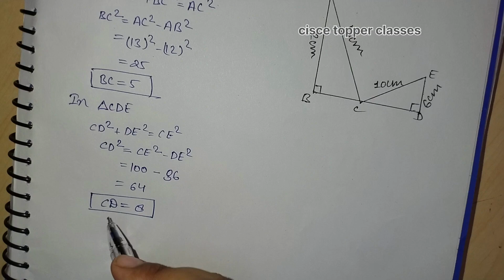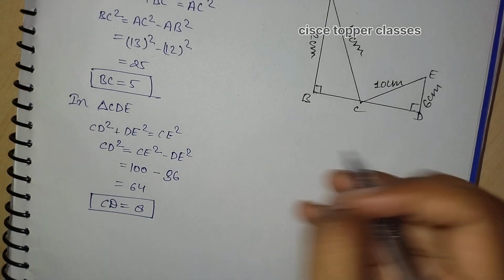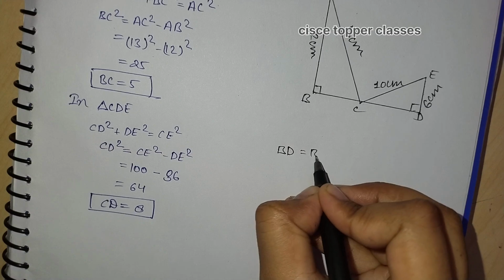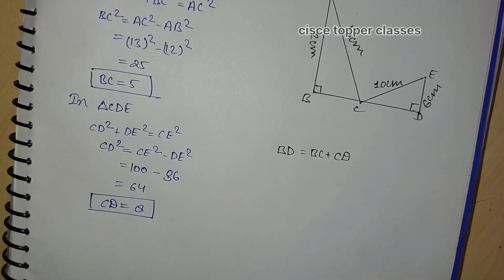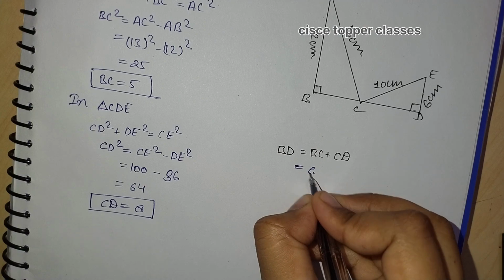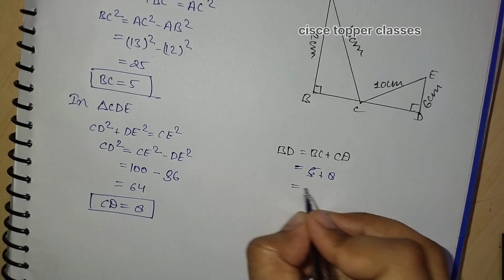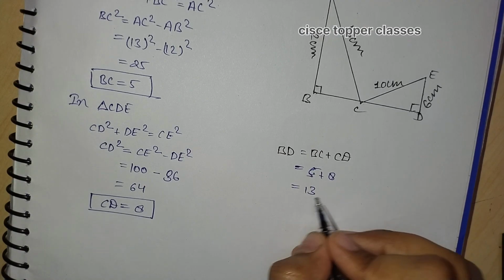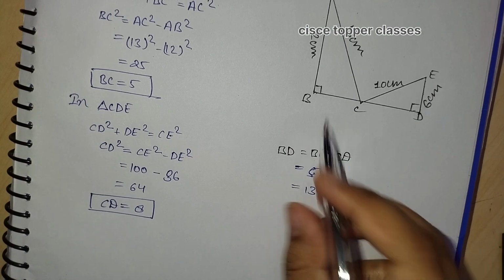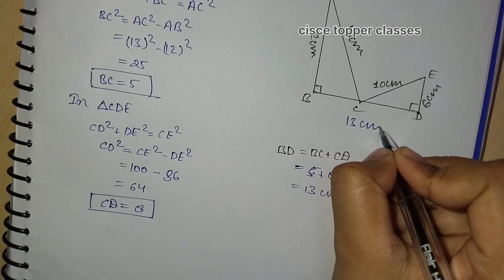Now we have found the value of BC and CD. To find the value of BD here, we will simply write it as BD is equal to BC plus CD. We will put the value of BC firstly, which will be 5, plus 8. Here this will be 18. So this is the 13, sorry. So this is the final answer, means BD is equal to 13 centimeter here.